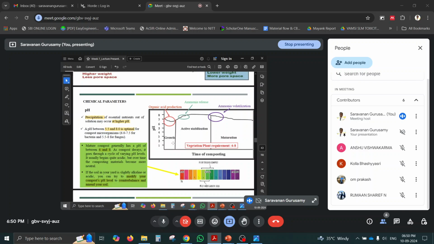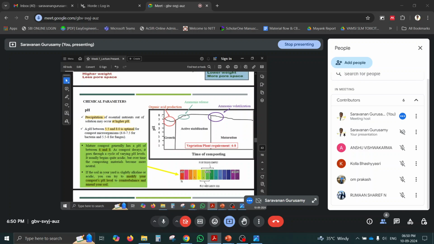Okay. Then in the chemical properties, first is the pH. As we all know, pH will reduce initially during the growth phase, and it will start increasing during the active phase, and then the final compost will be highly neutral. That is the thing we have to check. If the pH of the compost is around 7, then it is a proper compost. If it is 6, then it has started degrading, and if it is in the alkaline phase, that is 8, then ammonia releasing is happening. That's why the pH is increasing.